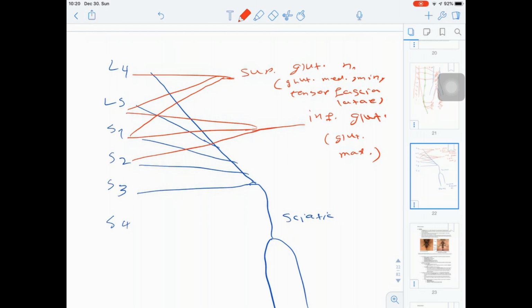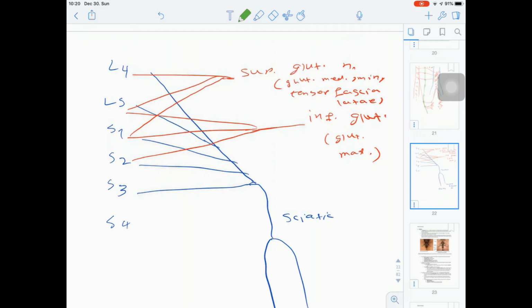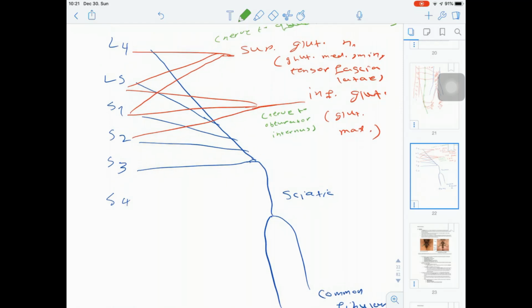Here it is. So the nerve to obturator internus would be at the same level as the inferior gluteal nerve. So I just write it here: nerve to obturator internus. And then at the same level as the superior gluteal nerve, you would have the nerve to quadratus femoris. Okay, so they are the same level.